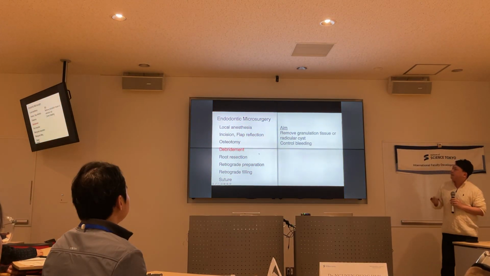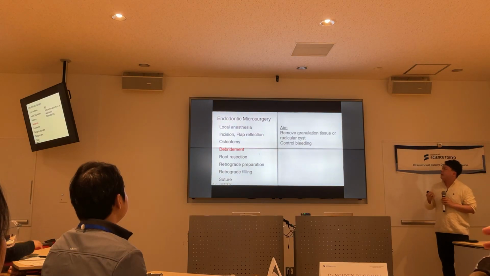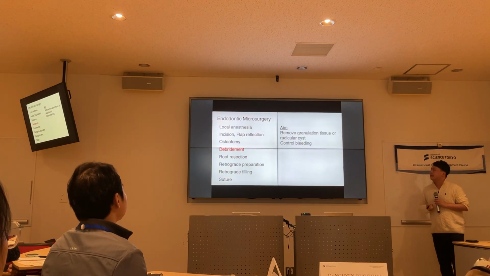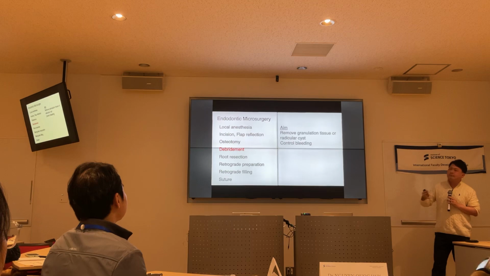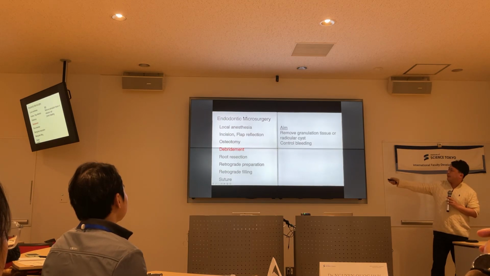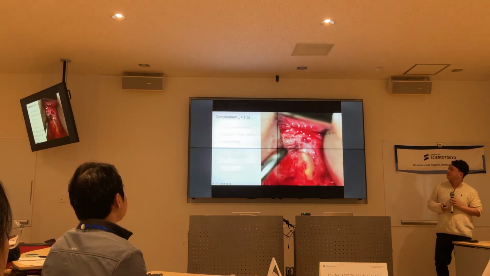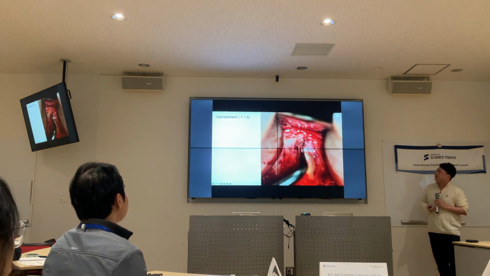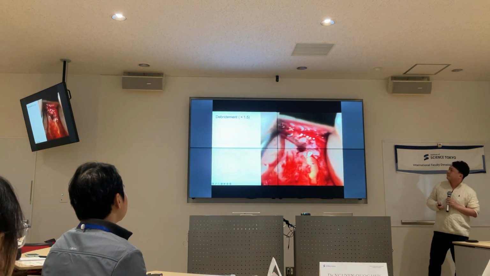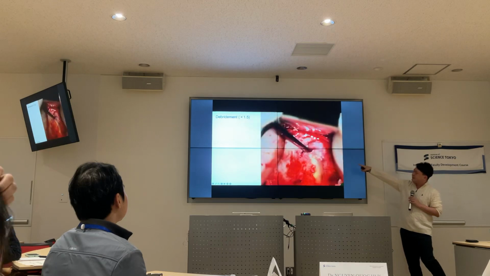Then after that, debridement. The aim is removing granulation tissue or radicular cyst. And if we don't debride, control of bleeding is very difficult. This is a debridement. Here is an extruded sealer.